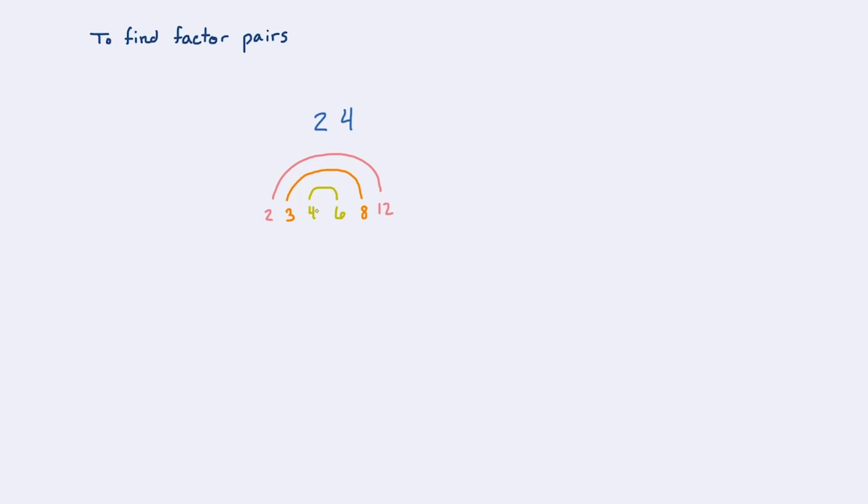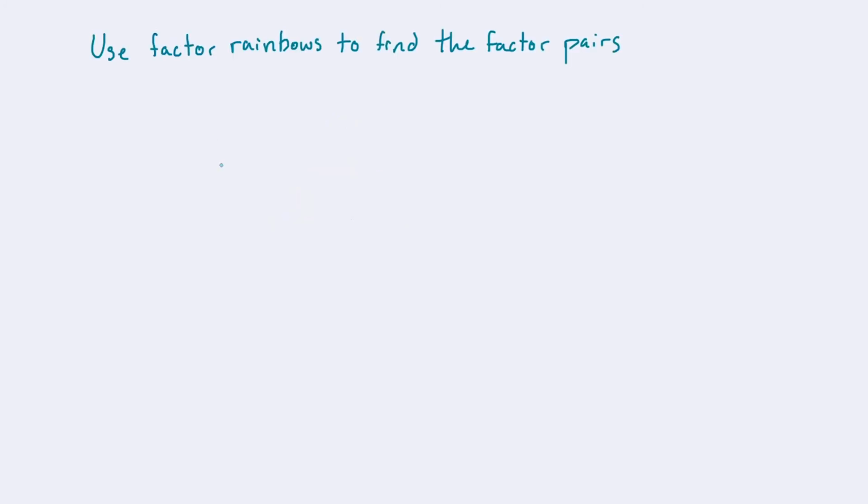Is 24 divisible by 6? Yes, it is, but we already wrote that down. Since we've passed to the other side of the factor pairs, that means that we found all the factor pairs of 24. Try finding all the factor pairs of these numbers using a factor rainbow. I'll give you a moment to pause the video. Your factor rainbows should look a little something like this.